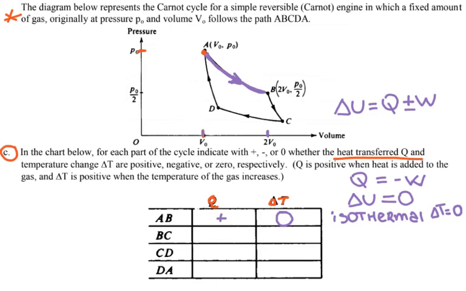For BC, it's an adiabatic process. So for BC we have adiabatic, and that was Q and delta T. For an adiabatic process, no heat is added or taken out of the system, so Q is 0. And because it is expanding and the pressure is dropping, the temperature is decreasing.